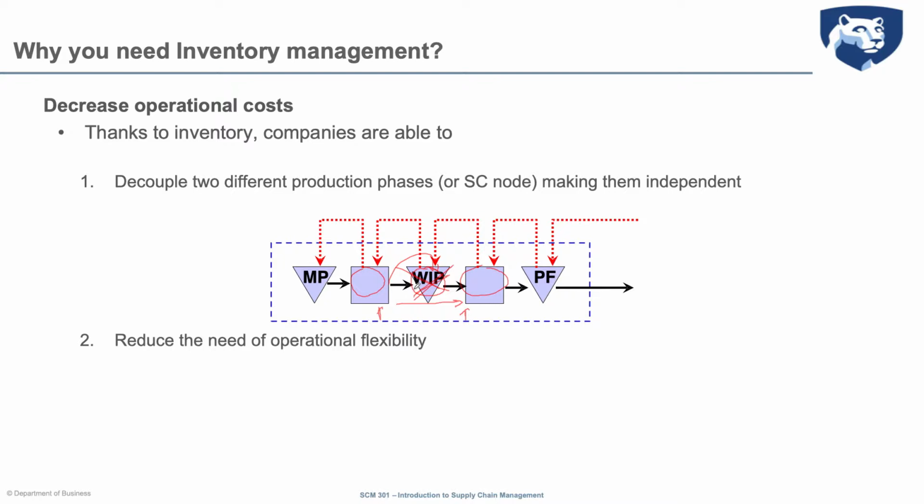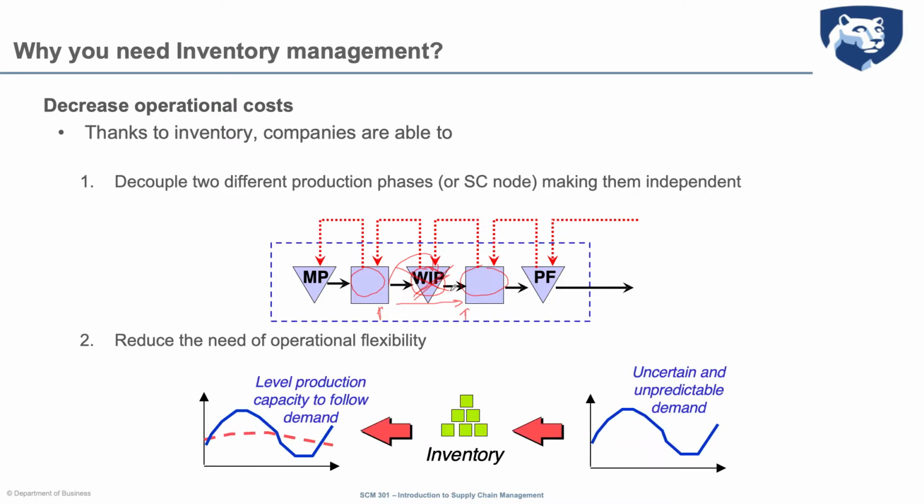Of course, once two phases or two nodes in the supply chain are not working, this is a waste of resources. So this is our higher cost. So first, inventory decouples two different production phases or supply chain nodes, making them independent, and so allows them the possibility to not waste resources. On the other side, this is internally.